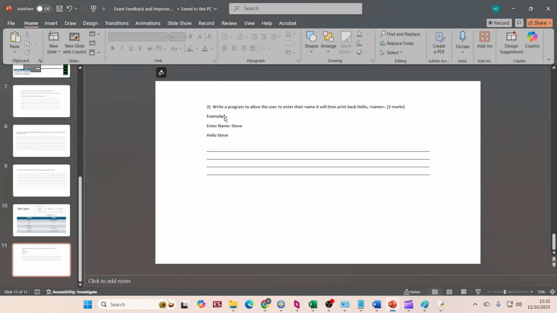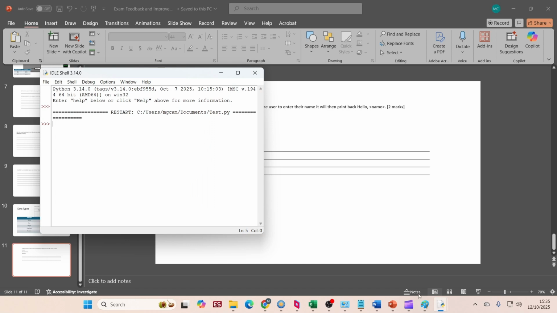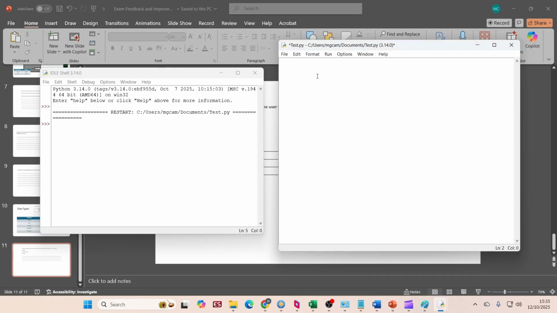Right, so this question here, number 2: write a program to allow the user to enter their name. It will then print back "hello name". So quite simply, let's get out Python. I'm going to do color instead, so I want to do the exact answer. color equals input, "Enter your favorite color". And then I'm going to put print F, because I want to do a formatted string. "Your favorite color was", and then in curly braces like this, I put color, like that.